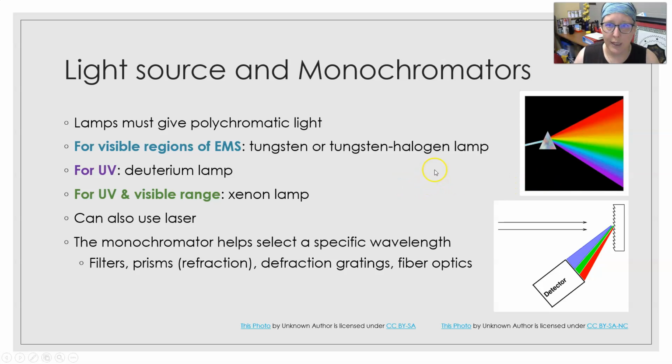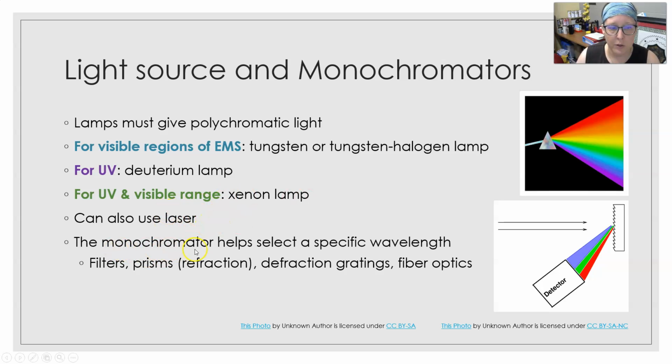So the light source and monochromators, let's look at those. Lamps must give polychromatic light, so light that can be split into all colors of the spectrum. For visible regions of the electromagnetic spectrum, you want to use tungsten or tungsten halogen lamps. For the UV end of the electromagnetic spectrum, you want to use a deuterium lamp. For the UV and visible range, you can use xenon lamps. So that's a combo, UV and visible. And then you can also use laser as a light source.